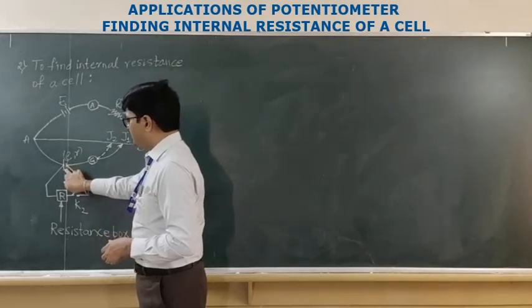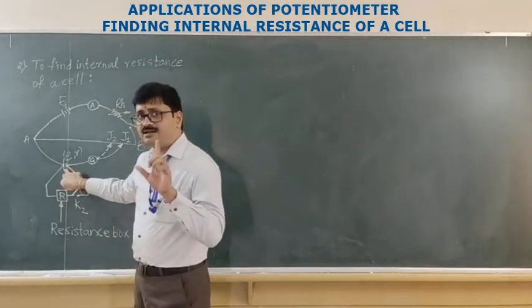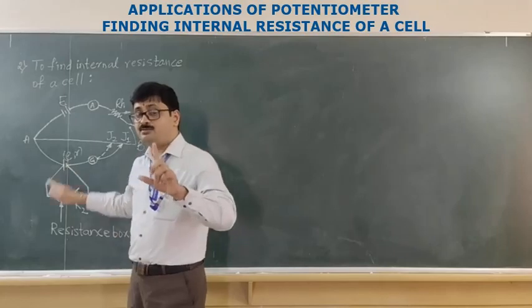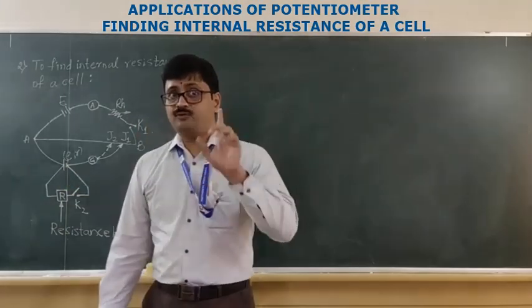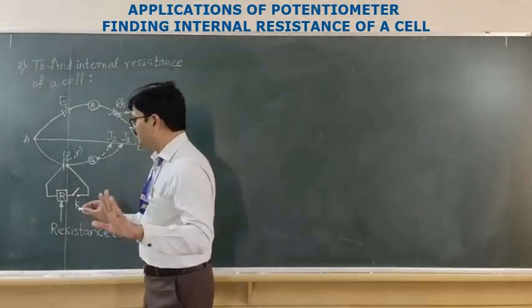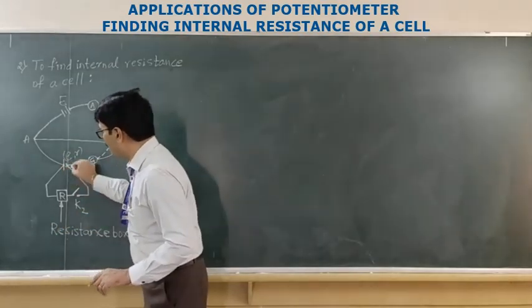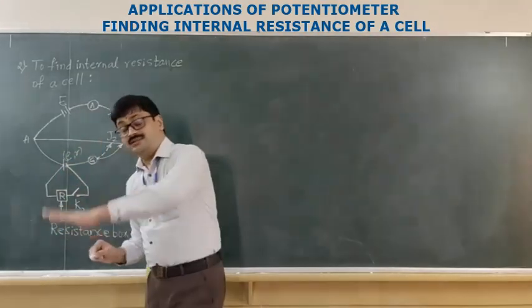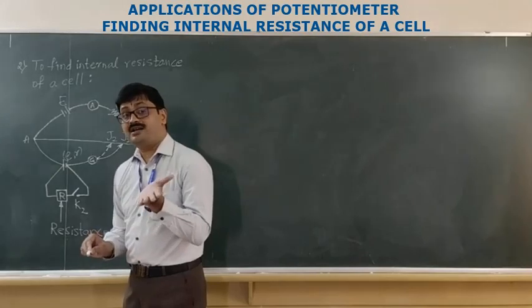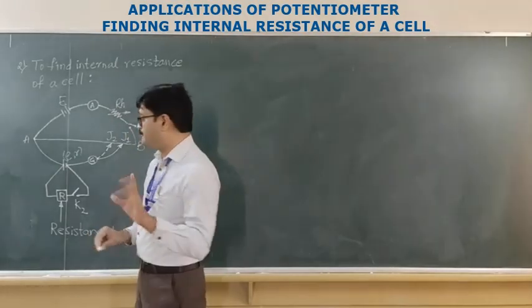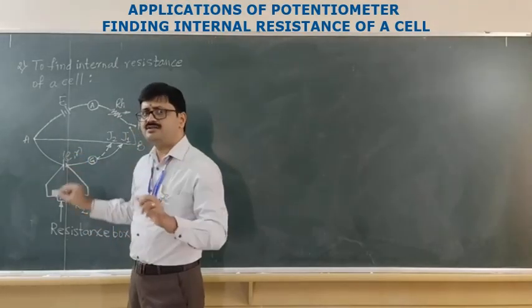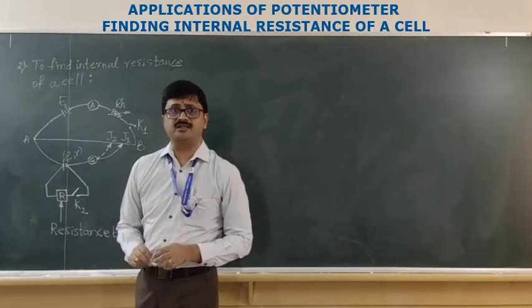Once I close K1 and adjust the rheostat, current is established in the potentiometer wire, and then very easily I can say that this cell is not supplying current. Remember, a potentiometer never draws current. So we can clearly understand that this cell is not providing any amount of current to the circuit. So obviously the potential difference across the cell must be the EMF of the cell.